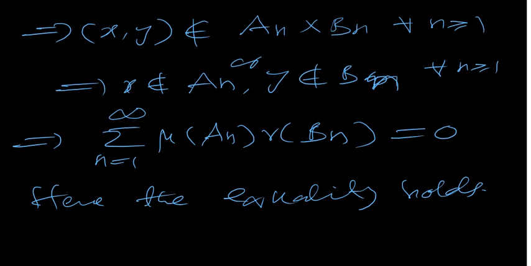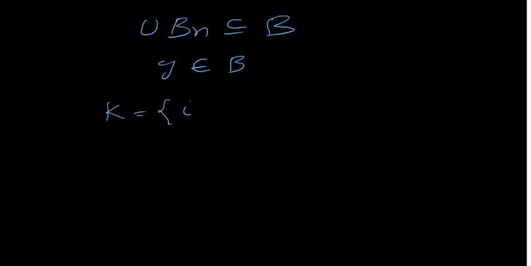Now, as we have already seen, the union of the Bn is a subset of B. So if we choose any element y from B, then this y may or may not be in the union. If it is in the union, it may belong to more than one Bi. So we define a set K, a set of natural numbers, those i such that y belongs to Bi. Suppose y belongs to B1 and B3, then K is equal to {1, 3}. Suppose y is not in any of the Bn, then K is the empty set.